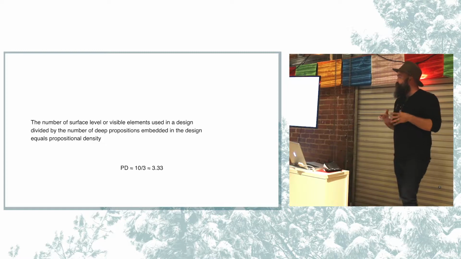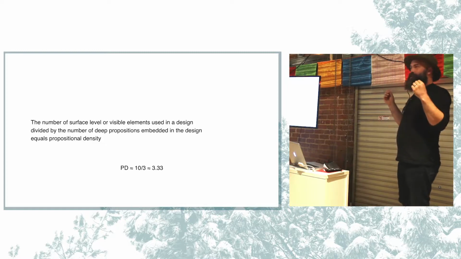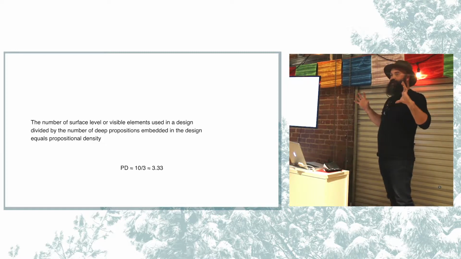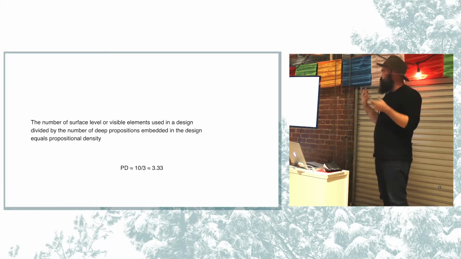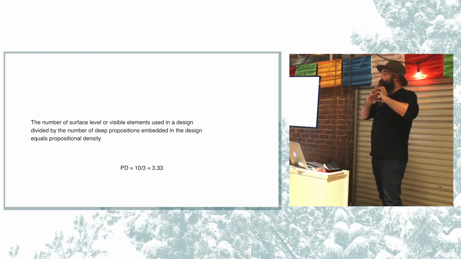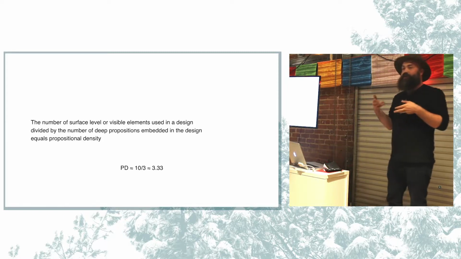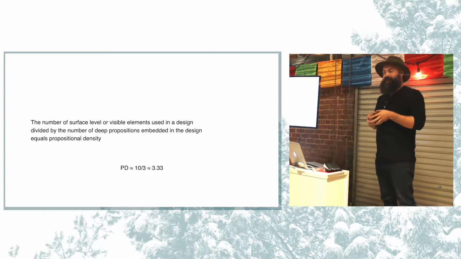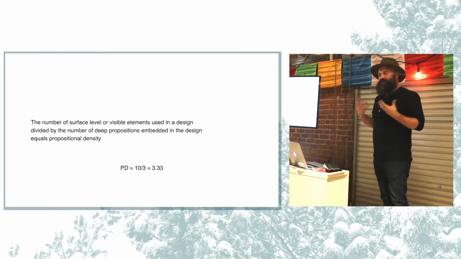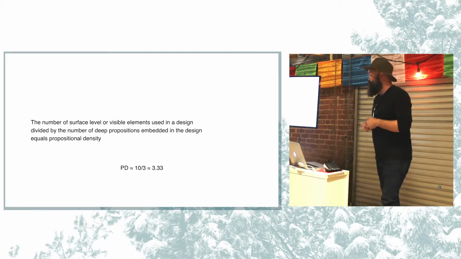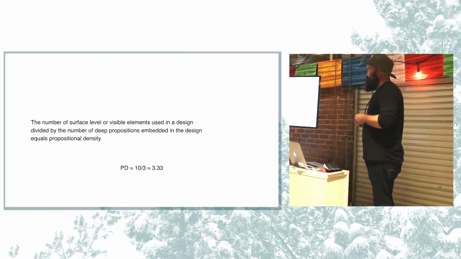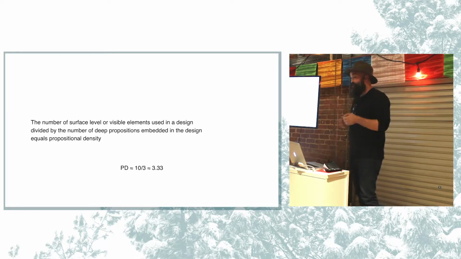There's this idea of surface level elements. If you have a logo and it's made up of multiple surface level elements, you could count those, and then you could divide the number of surface level elements used to create something by the number of deep propositions embedded in that particular artifact. This is a little bit complex, but I'll try my best to break it down and give some examples. Hopefully this will be a great tool in your belt as you design.